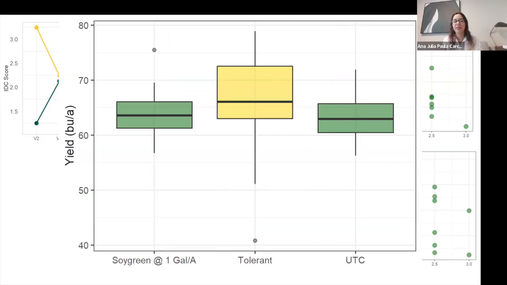So we have this tolerant resistant variety, that's the yellow one. And then we have the untreated check and soy grain. So this year, my susceptible variety, that's the green boxes, even if we applied soy grain, we did not even have a huge difference. But when we choose a tolerant variety, it was even better than, again, a susceptible variety with application of soy grain. The application was 1 gallon per acre.